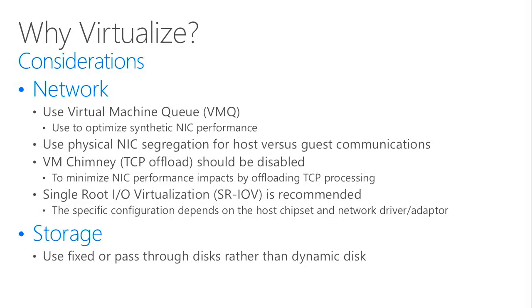Again, use physical NIC segregation. What I mean is that you would have a NIC for your host, and then for each workload that's virtualized, you would have NICs appropriate for that. You're not going to have everything going through the one NIC or through the host NIC. You want to segregate it. That's what I mean there. What should be disabled is the VM chimney, the TCP offload.